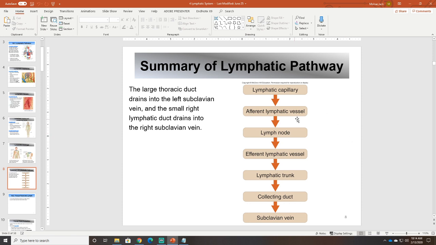In the lymphatic system, you're going to have these lymph nodes, and the vessels that carry fluid into the lymph node are the afferent lymphatic vessels, and the vessels carrying fluid away from the lymph node or out of it are the efferent lymphatic vessels. Okay? And then those continue on to the lymphatic trunks, which are regional, and they drain into the ducts, the right collecting duct and the thoracic duct, and then from there into the right or left subclavian vein.